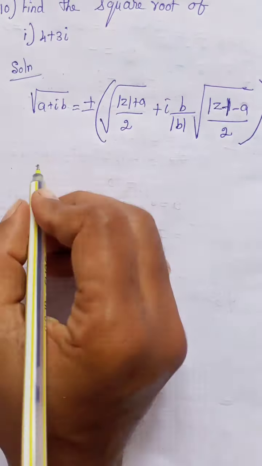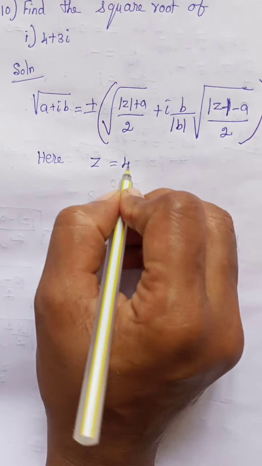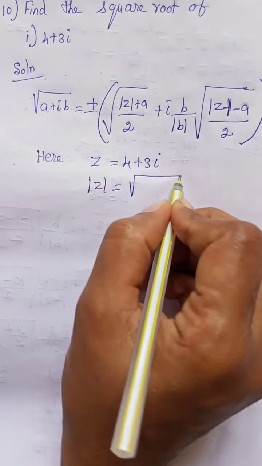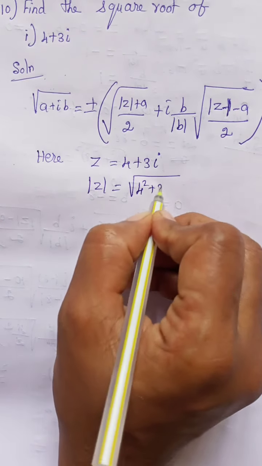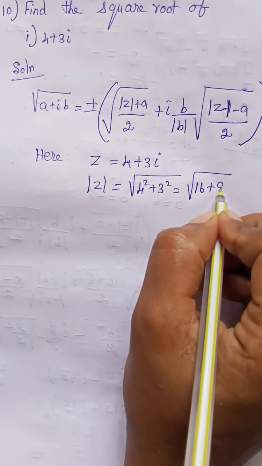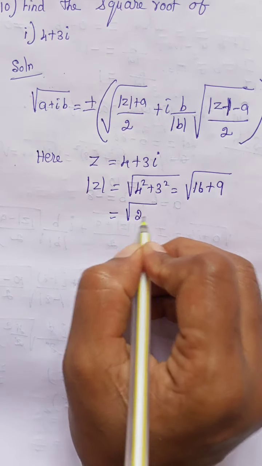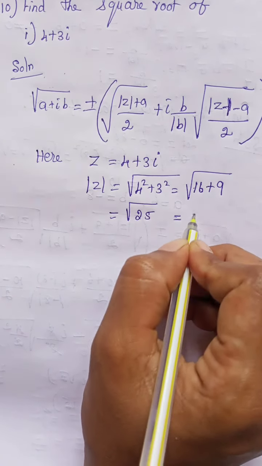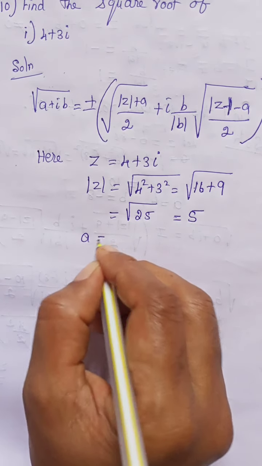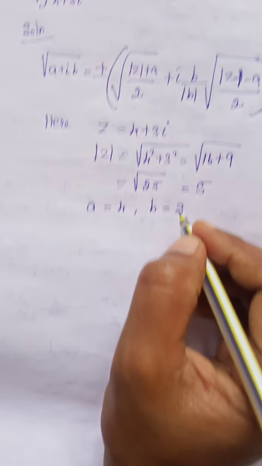Here, in this problem, z is equal to 4 plus 3i. Modulus z is equal to the root of 4 square plus 3 square, root of 16 plus 9, we know that is 25. Root 25, 5 into 5 is 25, so our answer is 5. And a is equal to 4 and b is equal to 3.